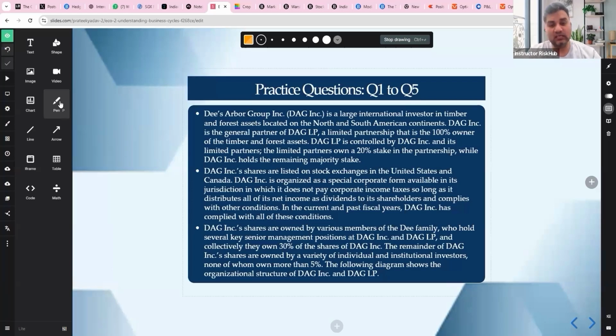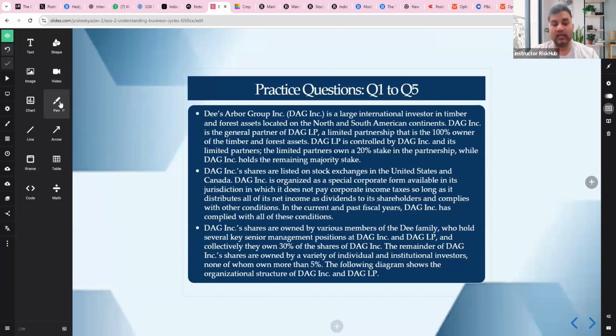DAG Inc.'s shares are listed on stock exchanges in the US and Canada. DAG Inc. is organized as a special corporate form available in its jurisdiction, which does not pay corporate income tax so long as it distributes all of its net income as dividends to its shareholders and complies with other conditions in the current and past fiscal years. DAG Inc. has complied with all these conditions. DAG Inc. shares are owned by various members of the D family who hold several key senior management positions at DAG Inc. and DAG LP, and collectively they own 30% of shares of DAG Inc. The remainder of DAG Inc. is owned by a variety of individual and institutional investors. None of them own more than 5%.